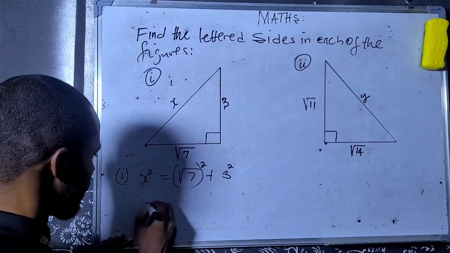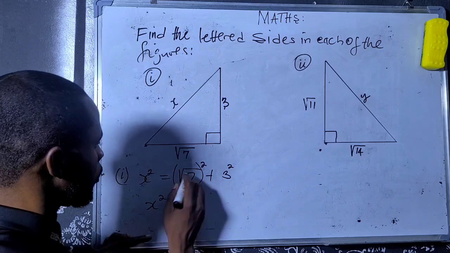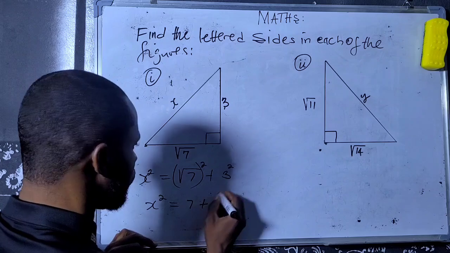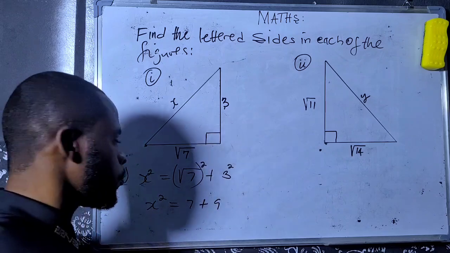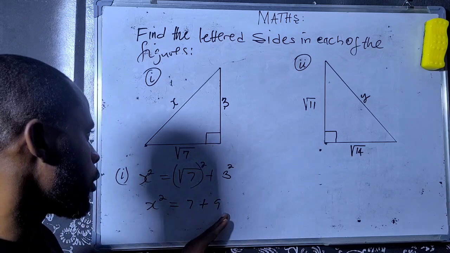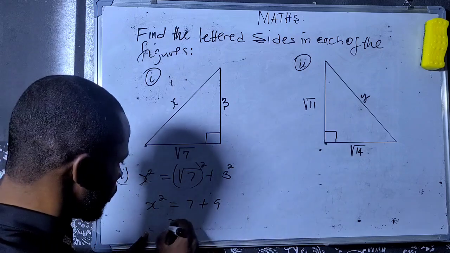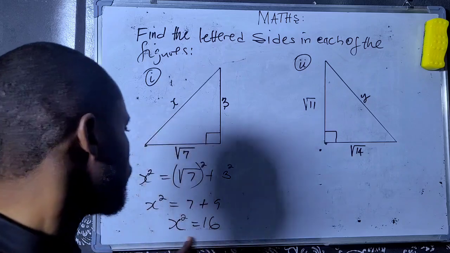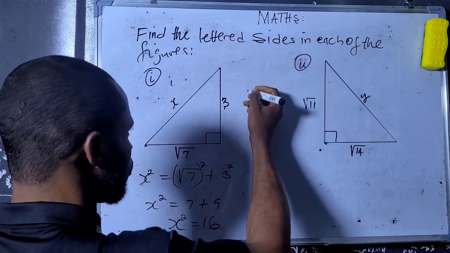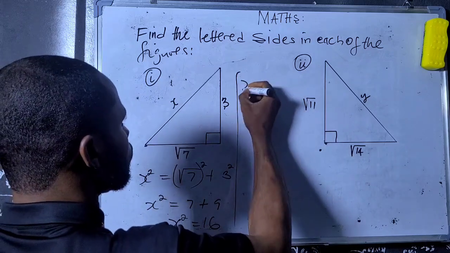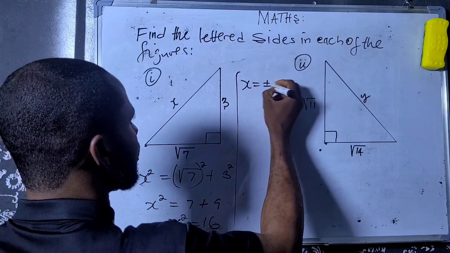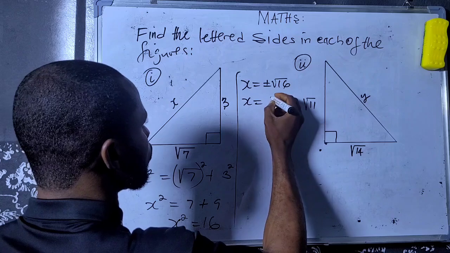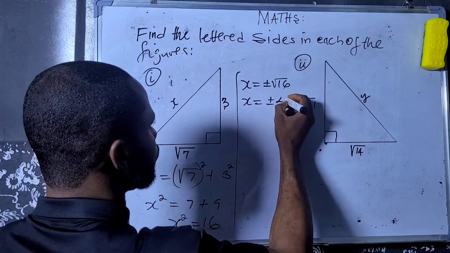Then we have that x squared equals square root of 7 raised to the power of 2, that gives us 7, plus 3 squared, that gives us 9, and 7 plus 9 gives us 16. So x squared equals 16. Then to get the value of x here, we take the square root of both sides of the equation, and if we do, we have that x equals positive or negative square root of 16, and here x equals positive or negative 4.